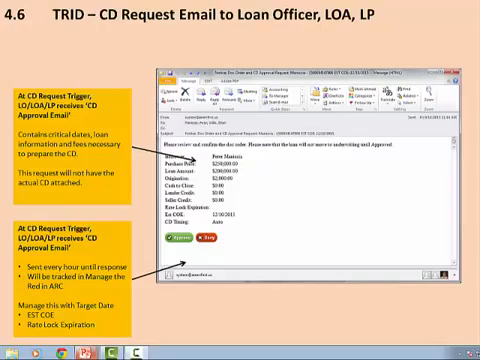This email must be approved or denied promptly. Failure to reply will result in the system resending the email hourly until a response is received. Tracking is located within the Manage the RID by target date. Target date is the earlier of the estimated close of escrow or rate lock expiration.